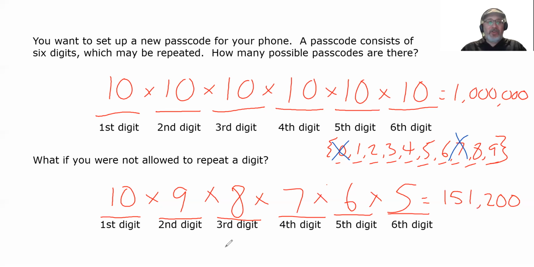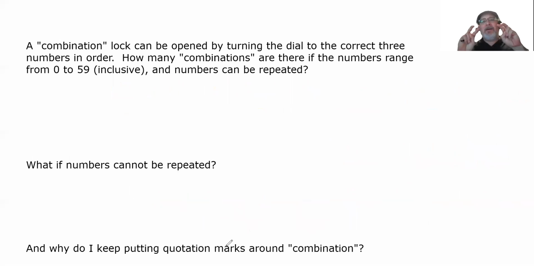Let's take a look at another example. A combination lock can be opened by turning the dial to the correct 3 numbers in order. One direction, backward. Yeah, most of y'all know how a combination lock works. How many combinations are there if the numbers range from 0 to 59 inclusive and numbers can be repeated? I don't think in an actual combination lock the numbers can be repeated, but let's pretend that they can.